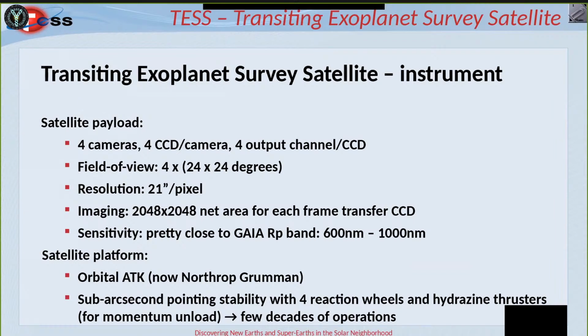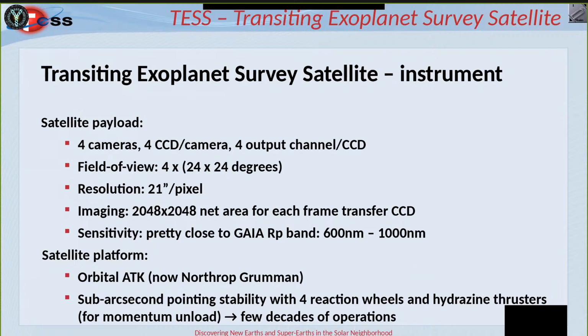To briefly summarize the most important characteristics of the instrument, it can be summarized in just this one slide. There are 4 cameras, 4 CCDs per camera, and 4 output channels per CCD. So it's easy to remember because everything is 4. The field of view is 4 times 24 by 24 degrees, which is a little non-trivial in many aspects, but otherwise easy to deal with. Because of this setup, the resolution is not so good: around 21 arcseconds per pixel, which is big.